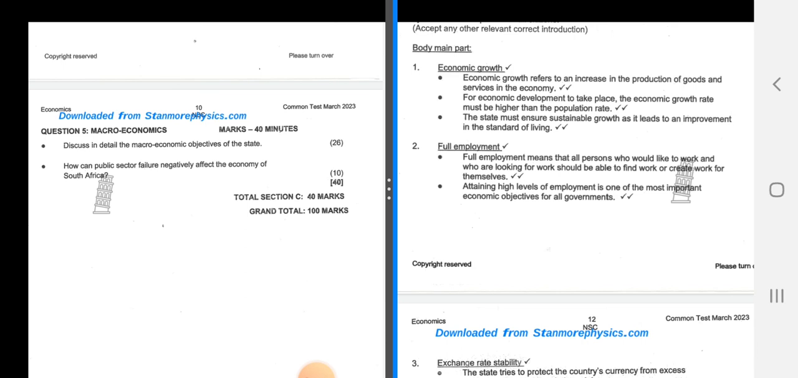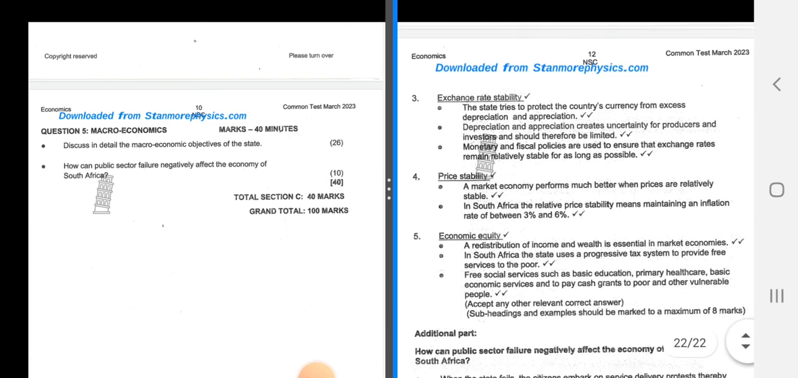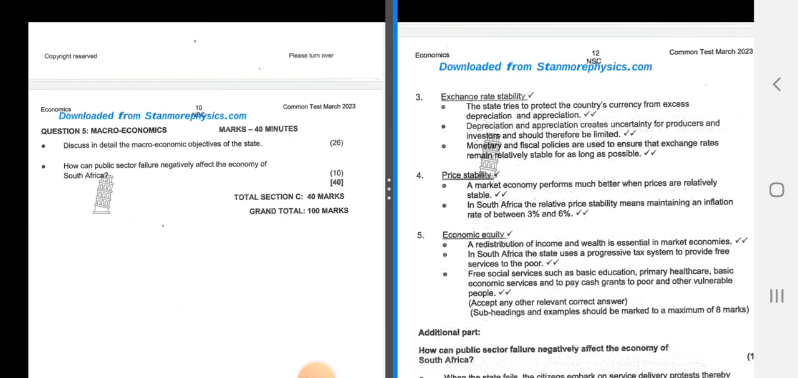Economic growth refers to, you explain what is economic growth, and for economic development to take place, you ask what the state has to do. And then you have to talk about full employment, what is full employment, and what the state has to do to achieve full employment. And then the exchange rate stability, what is exchange rate stability, and what the state has to do to achieve exchange rate stability. So that's how you answer that.